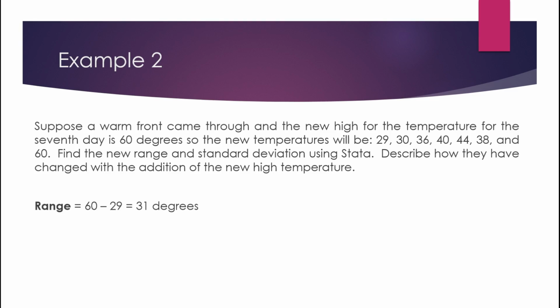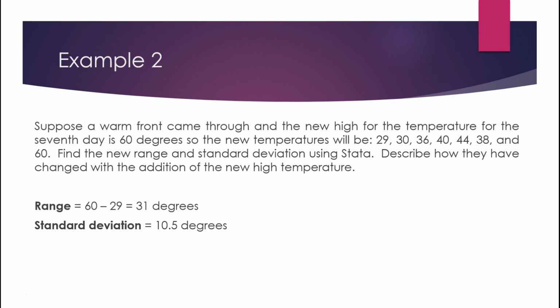So the range is going to change in that the new high of 60 is going to be our new maximum. So now instead of a range of 15, we have a range of 31 degrees. So this is a pretty big difference if there was a temperature today that was 31 degrees higher tomorrow.